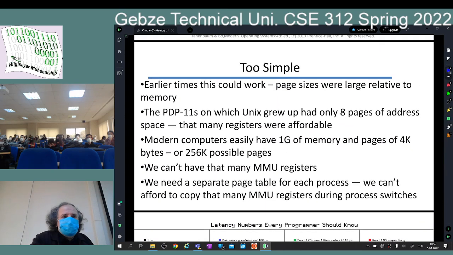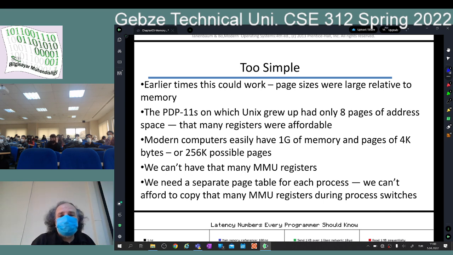Maybe in the PDP-11 days, PDP-11 was a very simple computer, but for its day it was a few $100,000 worth of computer. But it was a simple computer by today's standards. It had only 8 pages of address space, and that means if you keep 8 registers to represent the table, that was enough.